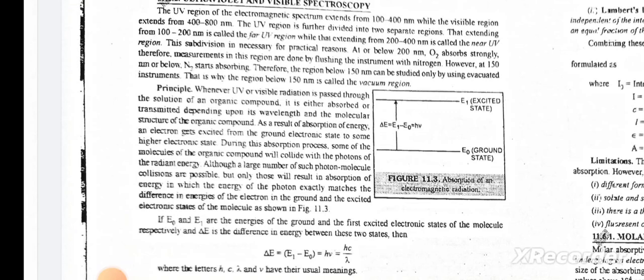radiant energy. Although a large number of such photon-molecule collisions are possible, only those will result in absorption of energy in which the energy of the photon exactly matches the difference in energies of the electron in the ground and the excited electronic states of the molecule, as shown in figure 11.3. You can look at figure 11.3, absorption of an electromagnetic radiation.